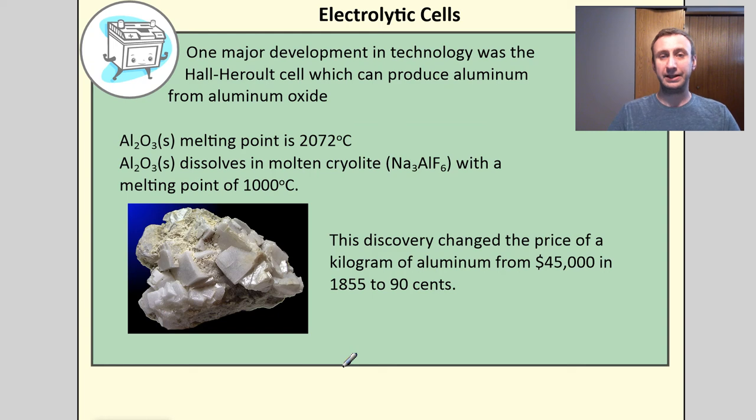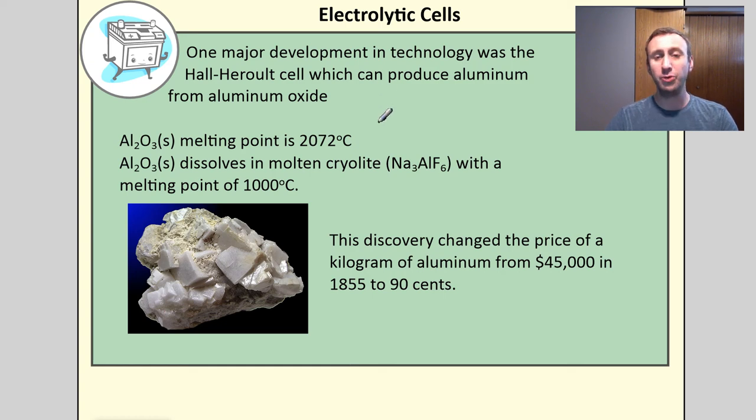Now, aluminum is really tough to do this with because aluminum oxide, the most common compound that aluminum is in, has such a high melting point. Aluminum oxide has a melting point of 2072 degrees Celsius. To get to that temperature is incredibly difficult, incredibly expensive. It's tough to get there.